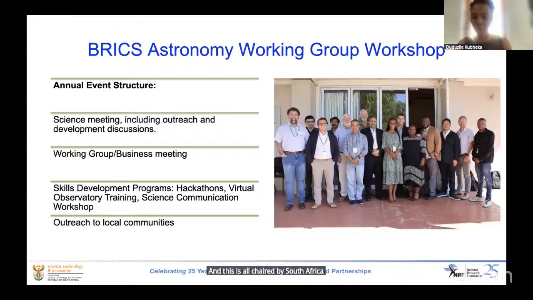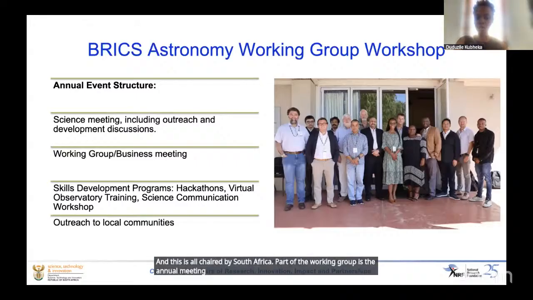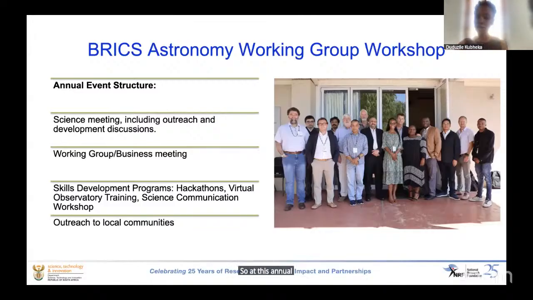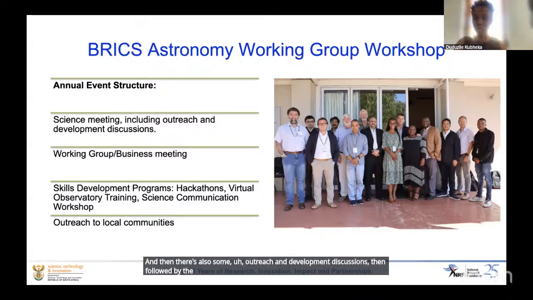Part of the working group is the annual meeting, which is held by a different country each year. India is hosting this year. Last year, we were hosted by Brazil, and then next year, we'll move on to China and so forth. So at this annual meeting, we have a science workshop, and then there's also some outreach and development discussions, then followed by the annual business meeting where we decide on the resolutions that the countries will focus on in the coming year.